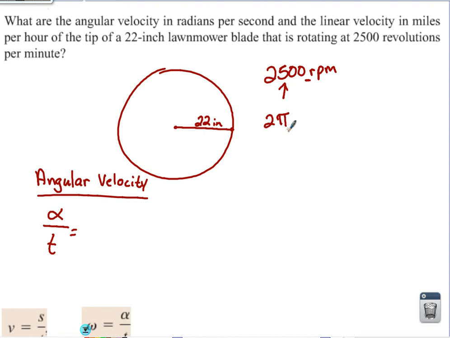2,500 times. So to find what that angle is, we take that 2,500, multiply it by the 2 pi, and I believe that would be 5,000 pi. And that's my angle displacement. If you want to change that to degrees, that'd be 5,000 times 180 degrees. That's a huge number. And what's our time there? It's this much angle in 1 minute. That's your angular velocity, in radians per minute.